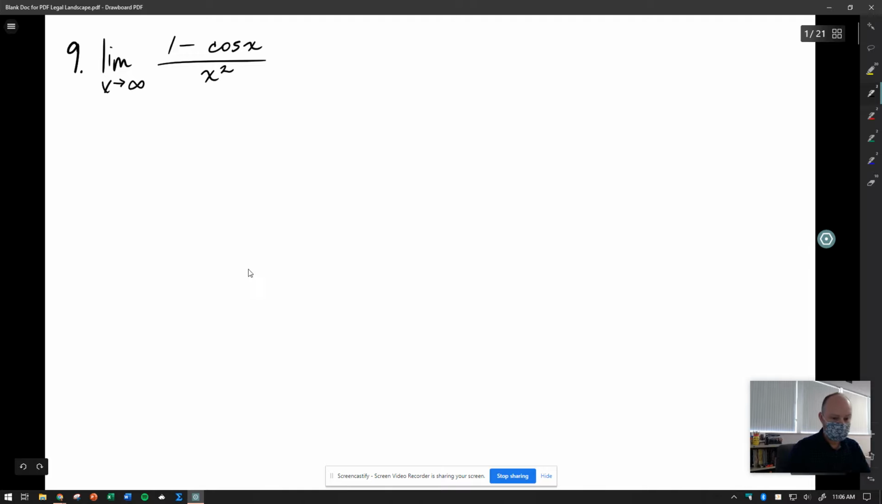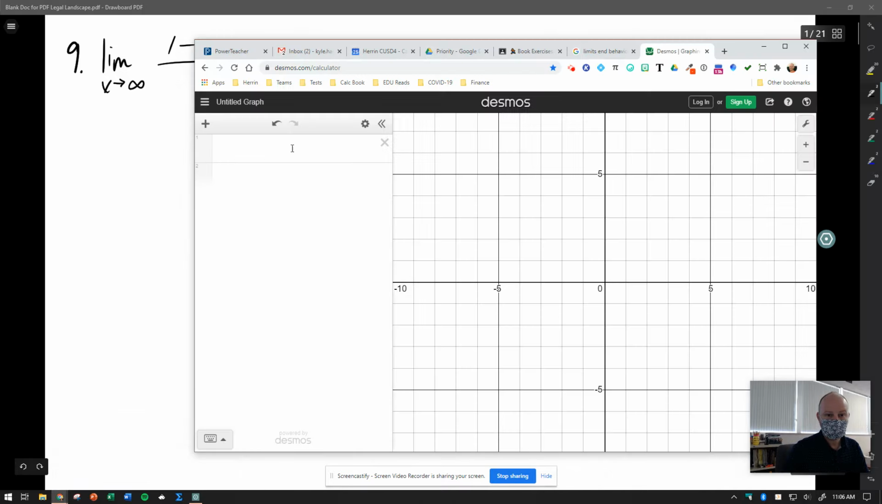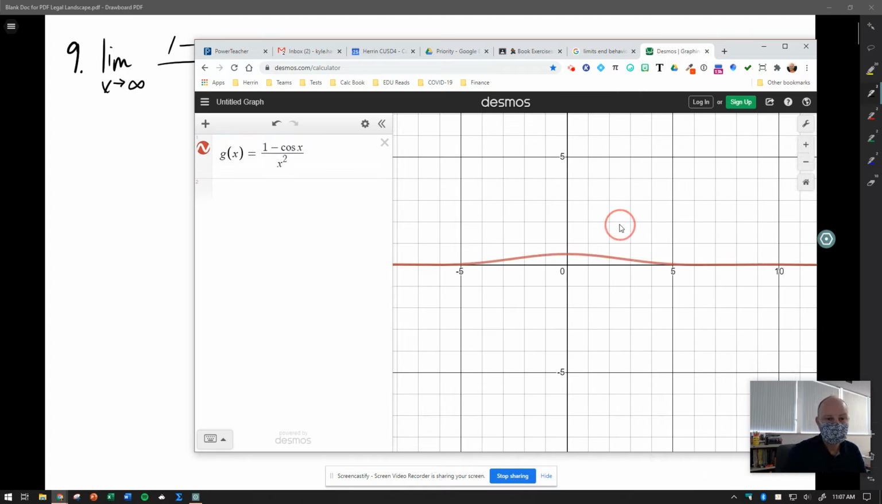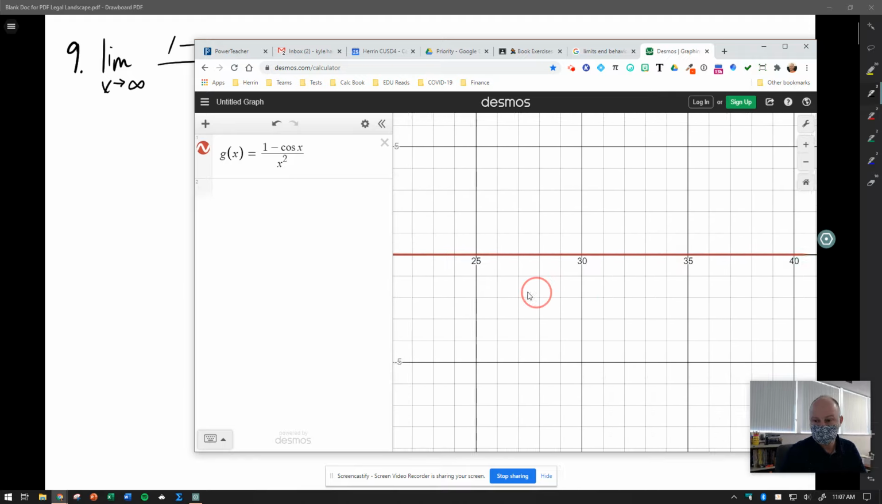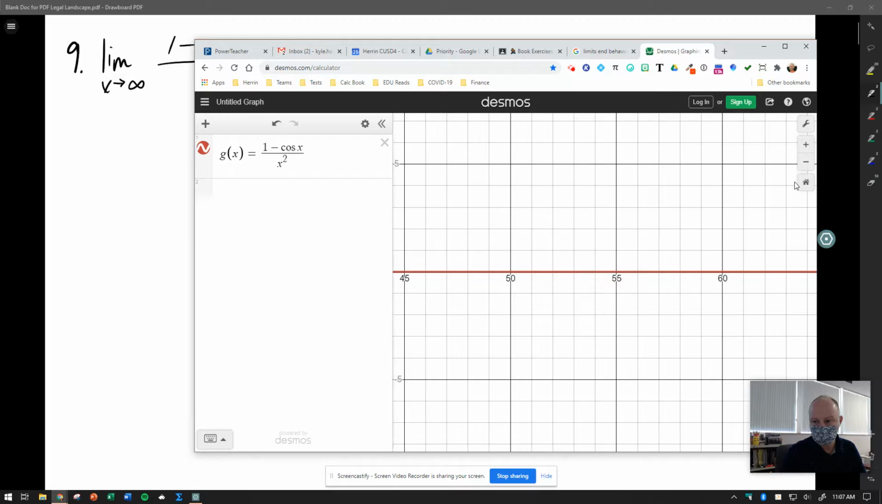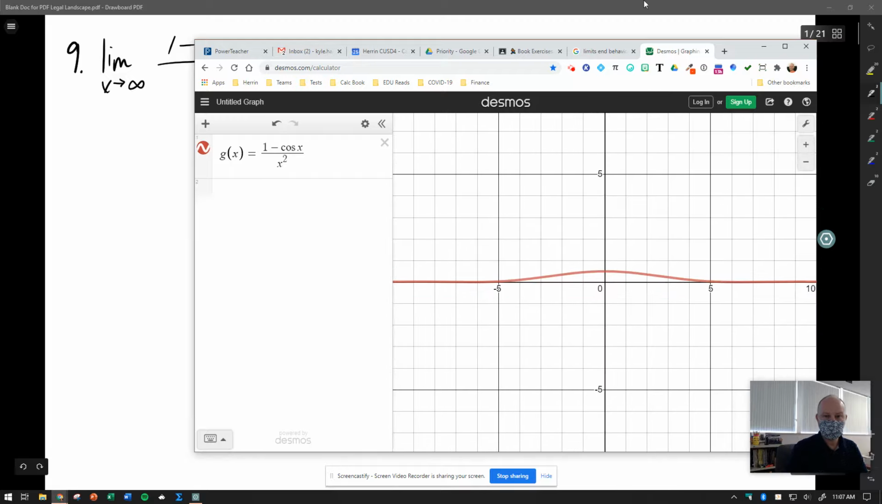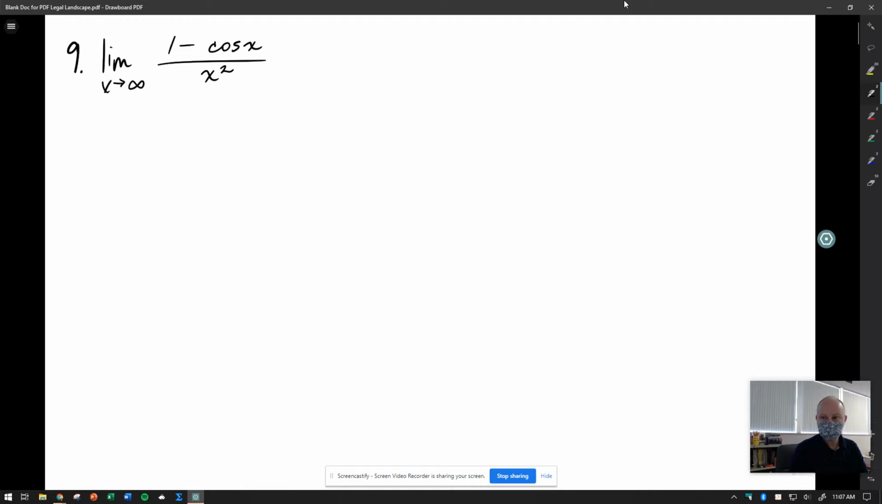So first, let's head over to Desmos and graph this function. I'm going to call it g, and let's say 1 minus cosine x over x squared. There's the function. We want to know what the limit is as x goes to infinity. It appears to be 0 as we go further and further to the right. Nothing weird. So that's what we should say initially is our answer, 0.